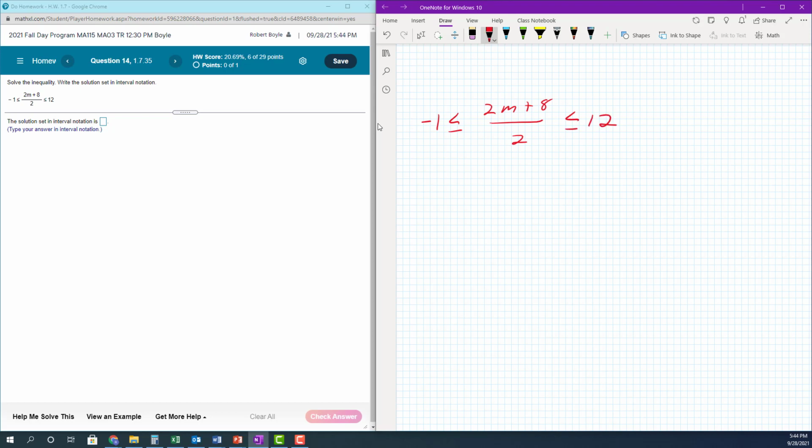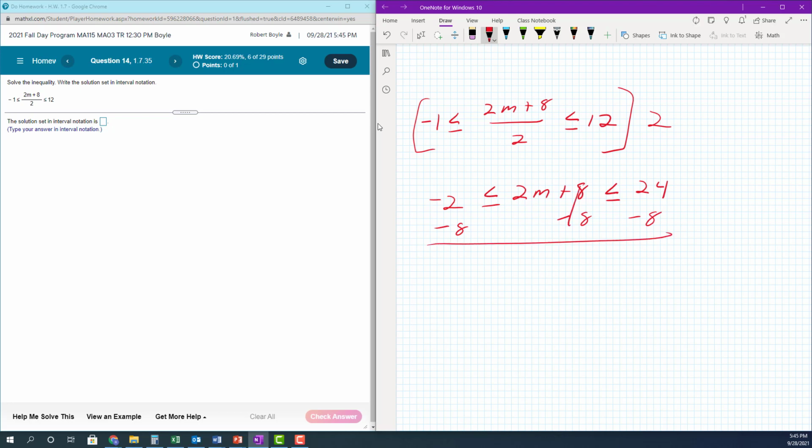Okay, well, the first thing you might want to do is get rid of the fraction, so let's multiply the entire equation by 2. If we do, we will have negative 2 is less than or equal to 2m plus 8, which is less than or equal to 24. We can subtract 8 from all three sides. If we do, these cancel, I will have negative 10 less than or equal to 2 times m. 24 minus 8 is going to be 16, so it's going to be less than or equal to 16. I can divide all three sides by 2.